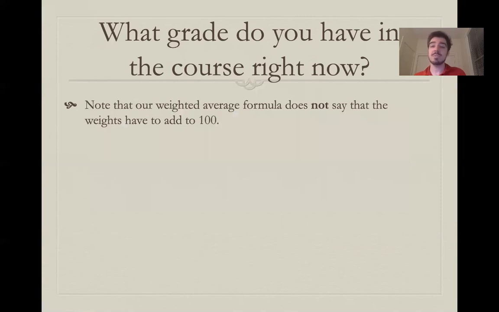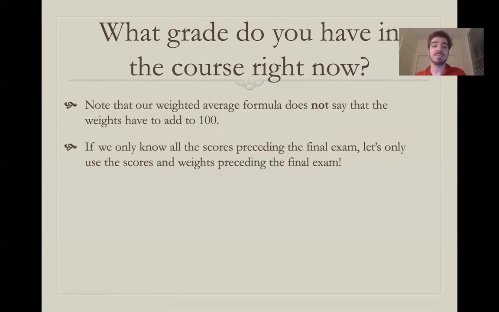Okay, so note that our weighted average formula doesn't say that the weights have to add to 100. This is maybe the most common piece of new information for students on this module. Those weights, they don't have to add to 100. We're kind of used to them doing that because that's how rubrics usually work. But if we only know all the scores preceding the final exam, well, let's just use only those scores and the weights associated with them, right?